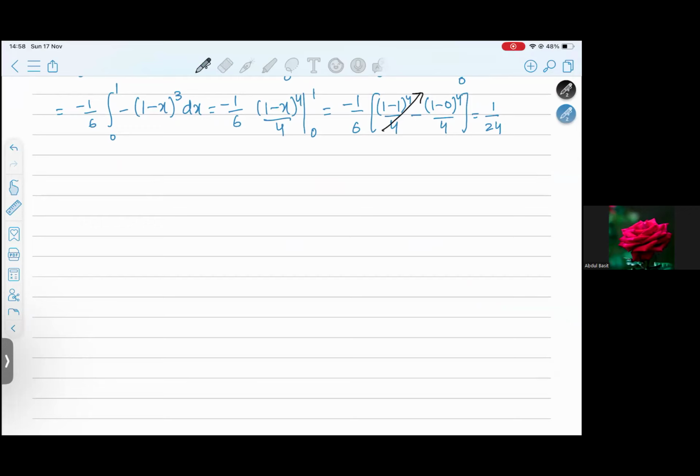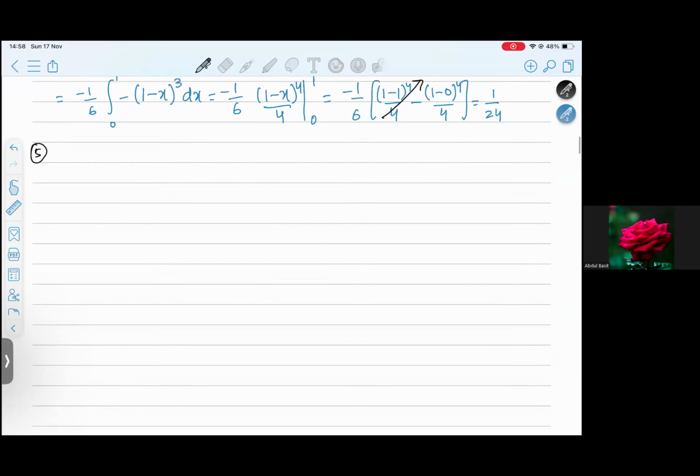Okay, so the first question of polar coordinates is evaluating the double integral of sine of x square plus y square dA over the region R, where R is the region in the first quadrant and between the circles of radius 1 and radius 3.